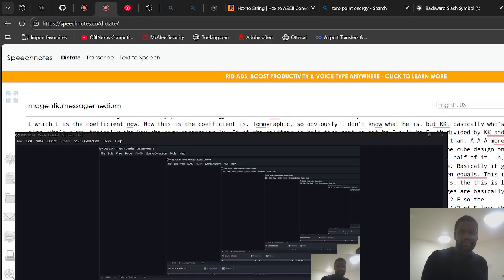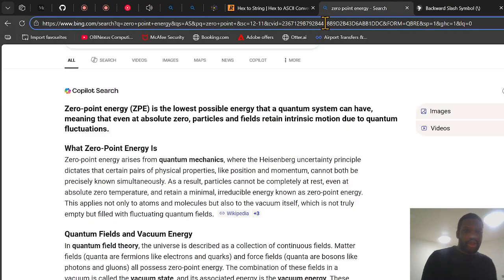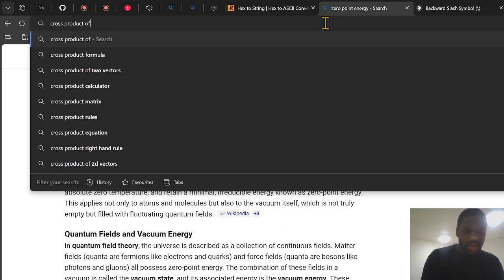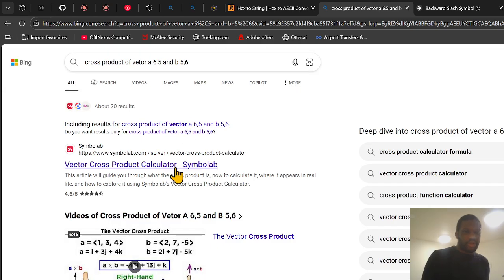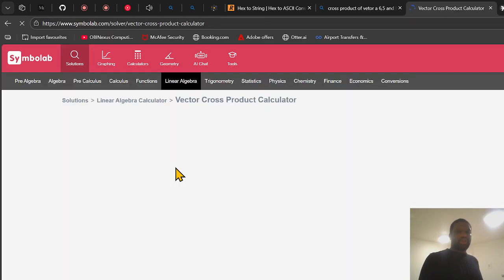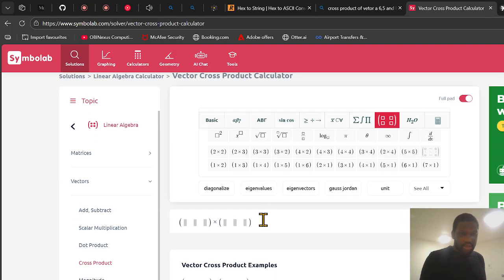That's the dot product, but the cross product will be the orthogonal projection. So I'm looking for the cross product. You're going to have the cross product of vector A, 6, 5, and B, 5, 6. You get numbers. Calculator. Basically the orthogonal vector there.